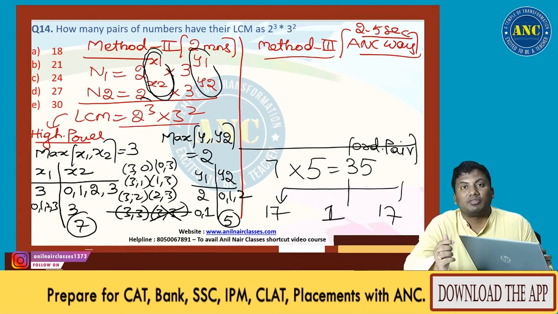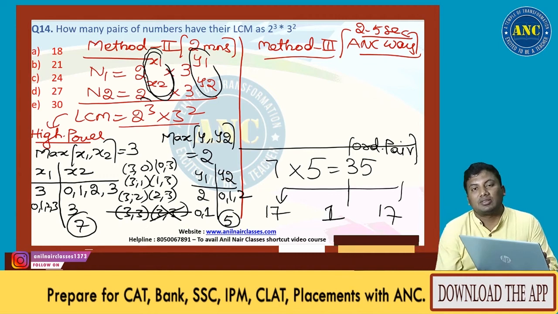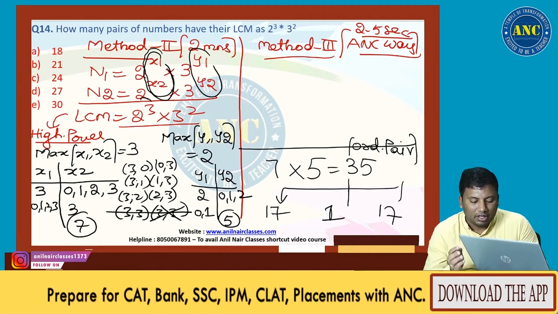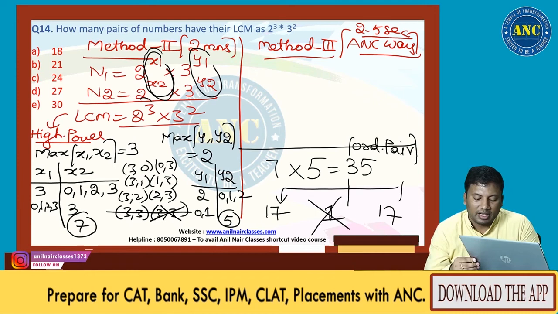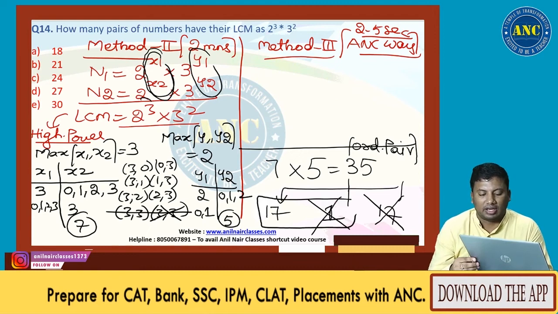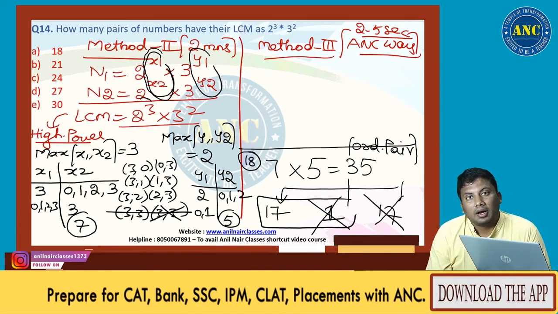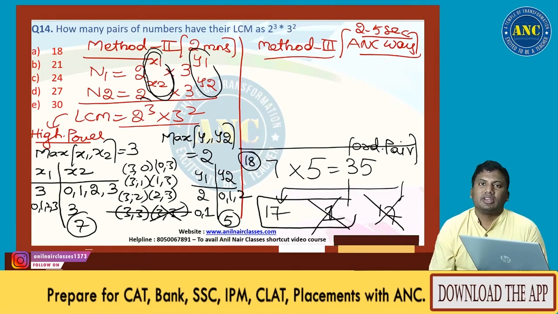So there will be 17 cases, the reverse will be 17 cases, and there will be one case where both of them are equal. This case we have to eliminate, and the reverse we have to eliminate. If a distinct word is there, 1 we have to eliminate, otherwise we should not eliminate. 17 plus 1 is 18. The answer is 18.